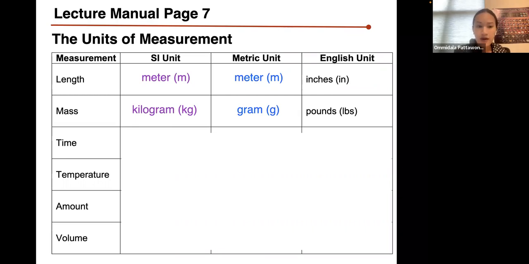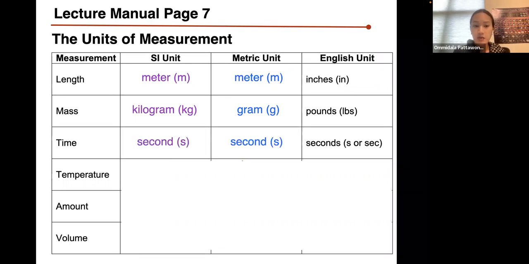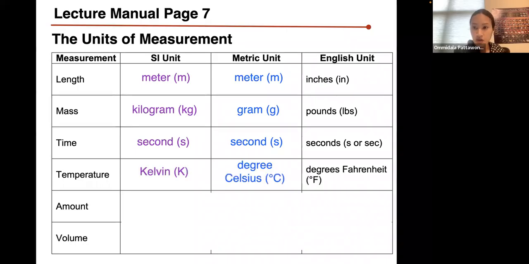If we talk about time, time for the SI unit is second, the same as metric, and English can be second as well, and also day, hours, minutes. All of those describe time, like month, week, years. Temperature: Kelvin is used most in science. The metric unit is degrees Celsius, and sometimes in experiments you measure in degrees Celsius and later convert to Kelvin. English would be Fahrenheit, which we use here.